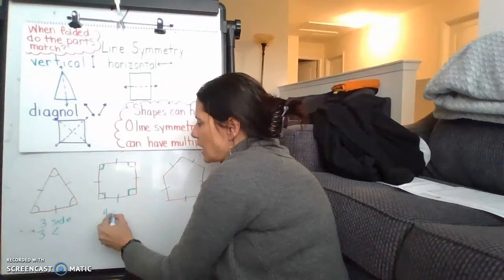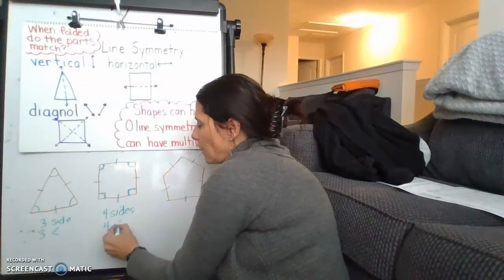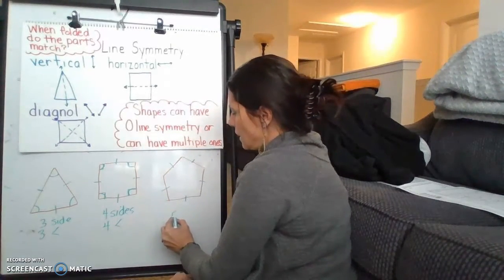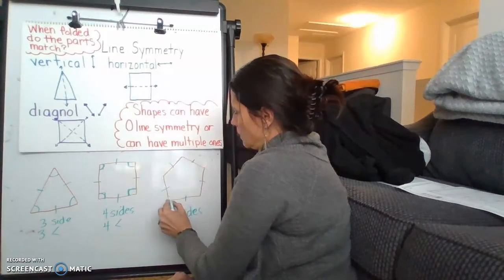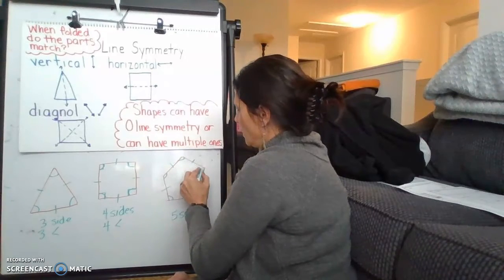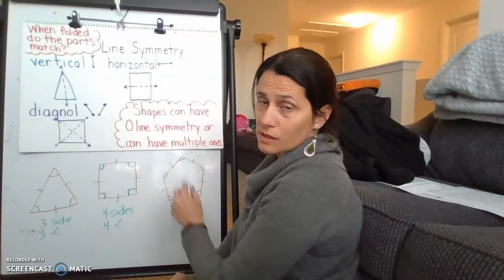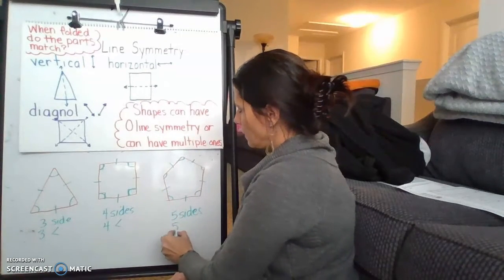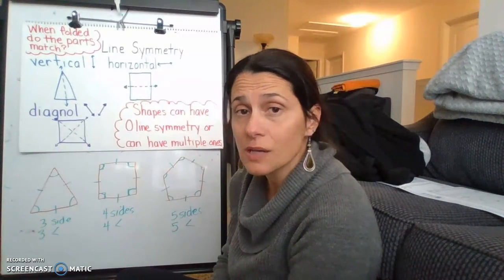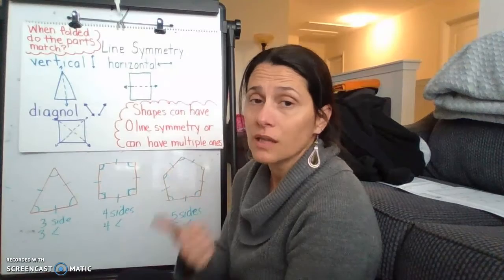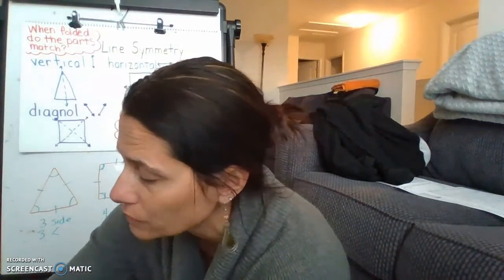So it has 4 sides and 4 angles. And then this one has 5 sides and 5 angles. Now, remember, Ms. Corbin is pretending that all of these sides are equal. So, when it comes to line of symmetry, only with these kinds of shapes, if they have the same length of side. So it has to be equal, otherwise this rule doesn't work.